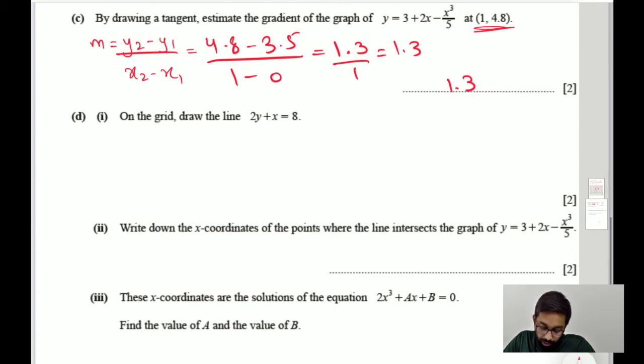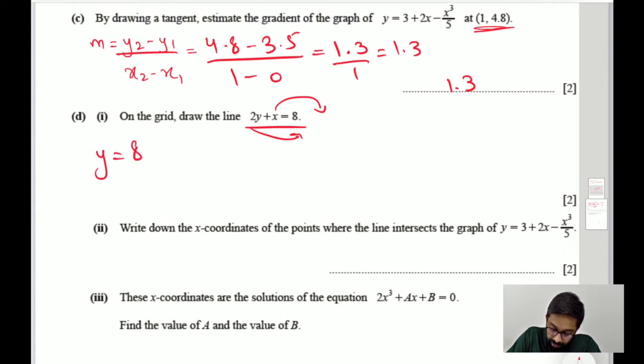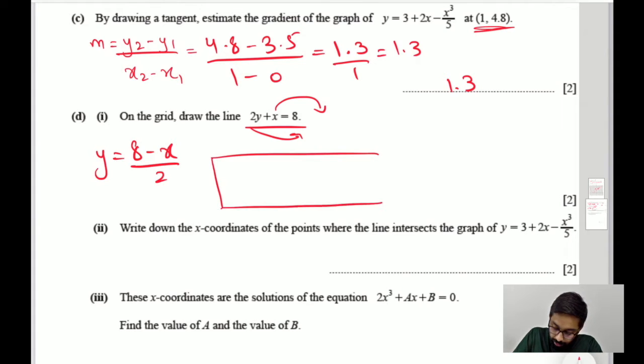Let's move on. On the grid, draw the line 2y plus x equal to 8. In order to draw this line, we need to convert it into the standard form of a linear equation. So I'll move the x to the right and then bring the 2 below these values. When I do that, I get y equals 8 minus x over 2. Now in order to draw the line of this equation, I would first need to draw a rough table.